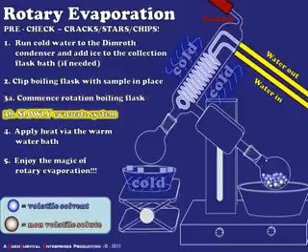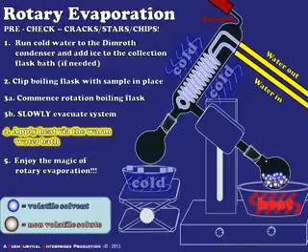In the next step, we'll slowly evacuate the system by opening the vacuum line. And as we do that, you can see that the sample is now being agitated and it's now under reduced pressure, which means that the boiling points of all the volatile materials have been reduced.